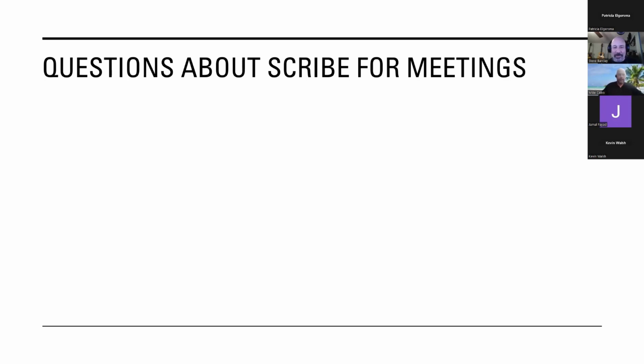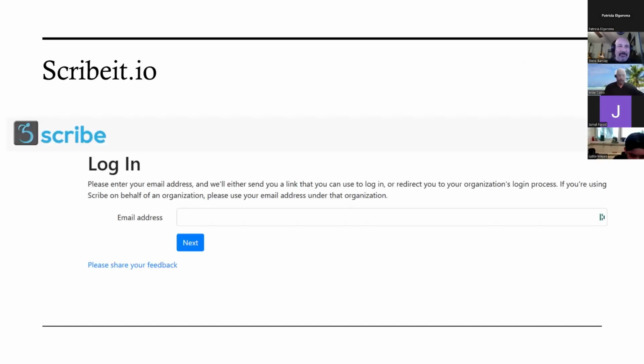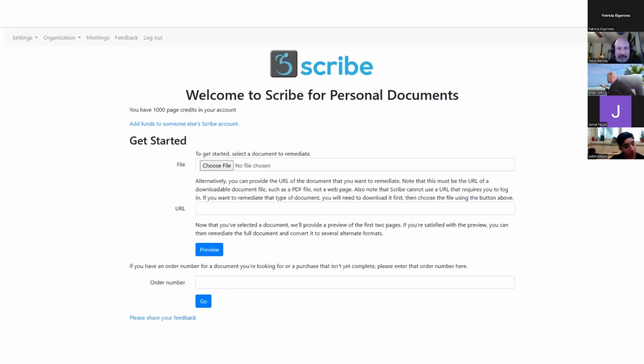No? Okay. So next up, we are going to talk about Scribe, which is on-demand digital automated document remediation, which I'm not going to even try and say 10 times fast. Scribe, which you can get to at scribeit.io, is a system where you can have pretty much immediate access to a remediated document if you have an inaccessible document. So the very first thing that scribeit.io is going to ask you to do is put in your email address, same as you had to do for Scribe for Meetings.